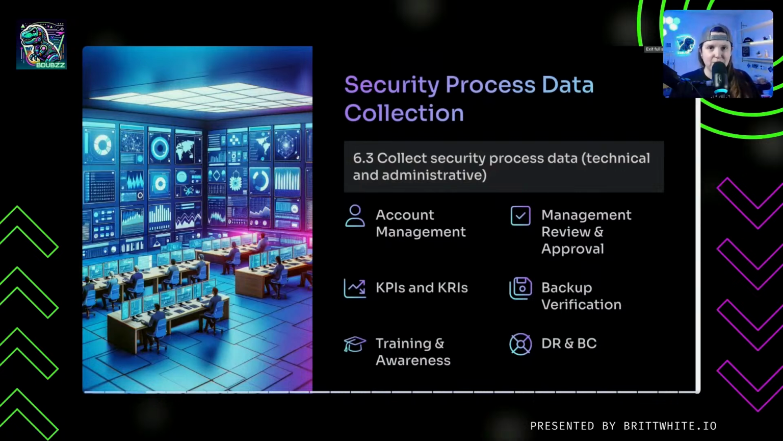Now there's 6 critical areas where we need to collect security process data. These are important for maintaining a robust security posture. First, we have account management. This tracks how we handle user accounts throughout their lifecycle. Next is management review and approval, which ensures proper oversight of our security processes. We also look at key performance and risk indicators. These metrics tell us how well we're doing.